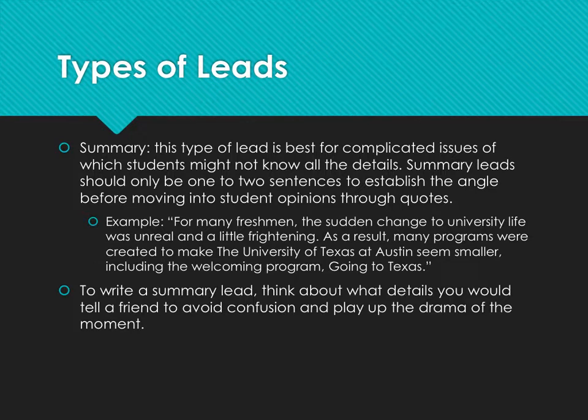The third type of lead that you might choose to use is more in line with what you'd find for a hard news type of article, summary. Now this works well for hard news or other complicated issues that students might not know a lot about. In those cases, a quote about it might be confusing, so you might just need to do a summary to help establish it. Okay, they should only be 1 to 2 sentences. They should simply establish the angle, and then you can move into your student opinions and quotes.